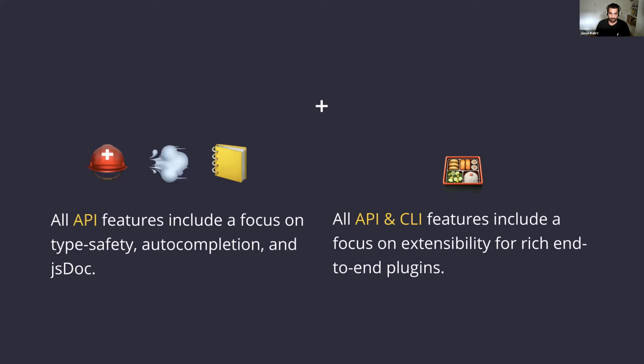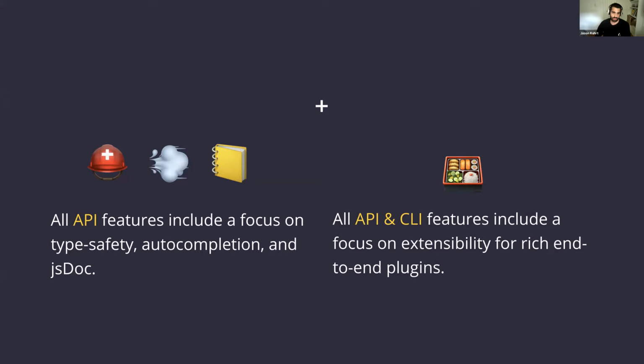Okay. And all API features. They include a focus on type safety, autocompletion, and JSDoc. Still work in progress, and there's always more, but these are three really core parts that we're paying special attention to as we develop the API. All these three parts should be really harmonious and always feel great. As well, the API and CLI features include a focus on extensibility. So you get the potential for rich end-to-end plugins that not only extend the runtime, but give you really tight integration into your developer experience at dev time. So things like generating additional files or reacting to new file types on change, and a lot more.